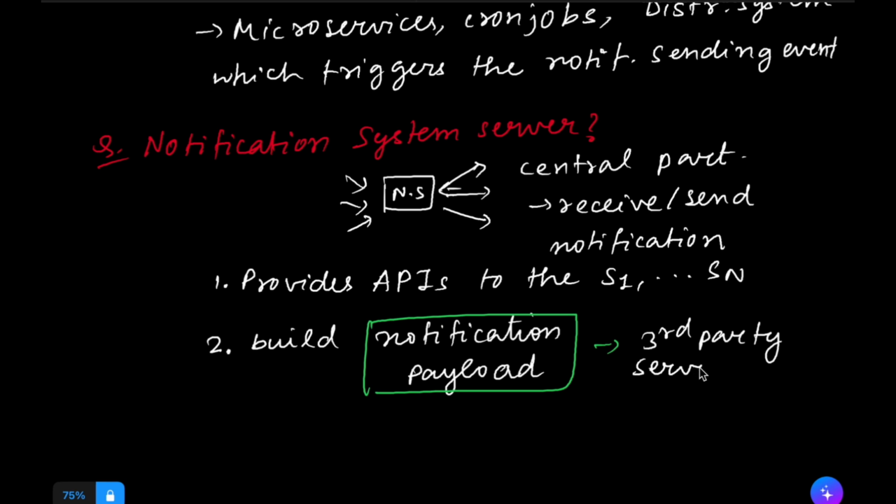services. So the two main functions of this notification system server: first, it provides the APIs or API endpoints to the services, microservices S1 to Sn, to send notification to this server, and ultimately along with that notification it creates a payload and sends this payload to the third party services to thereby send the notification to the end user.